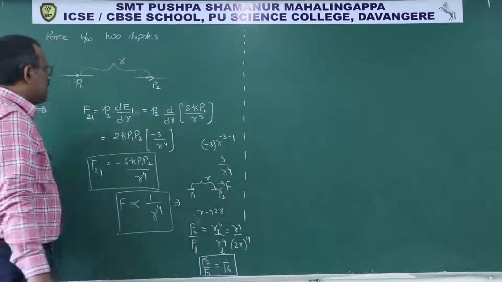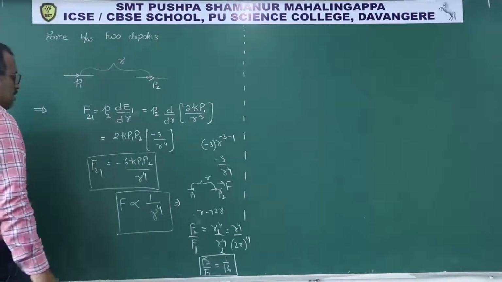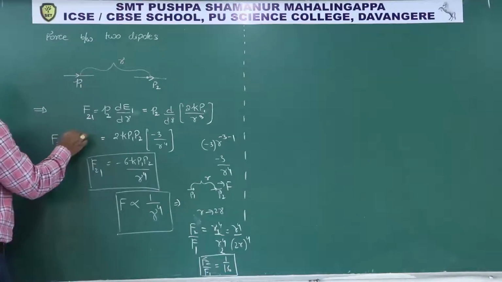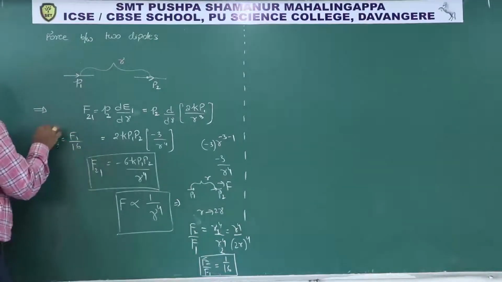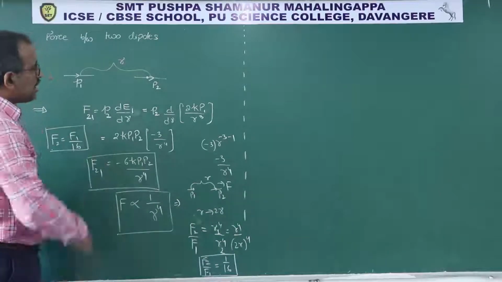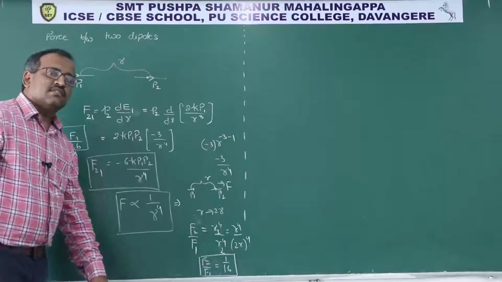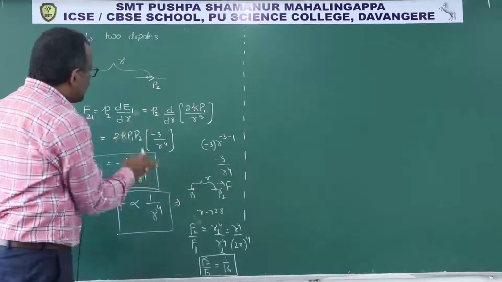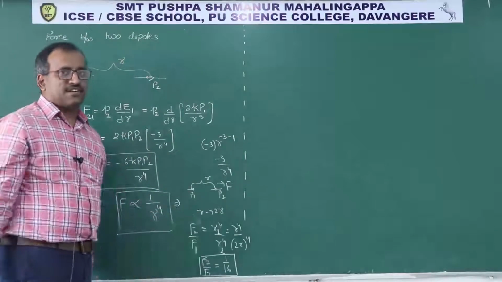So the final answer will be F2 will become 16 times reduced. So this is how you can solve the questions. Clear in all India competitive level. So please try to analyze the question and you can answer it very well.